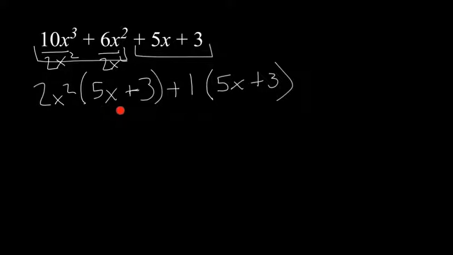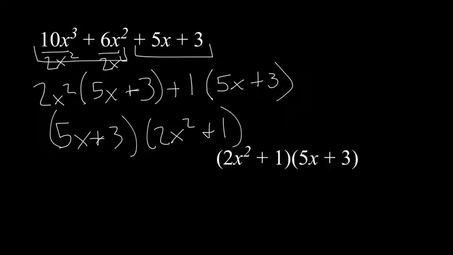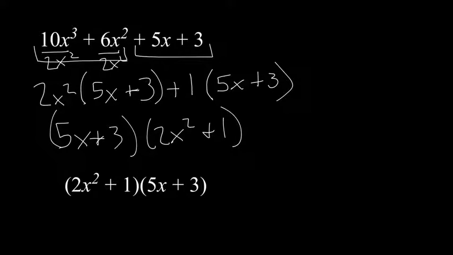But now I've got a common factor within those terms, so I can factor that out. I get 5x plus 3. And what's left over is that 2x squared plus 1. Which does match up with my answer key here. My answer key has a different order, but the same answer.